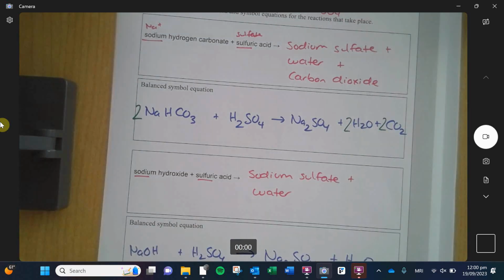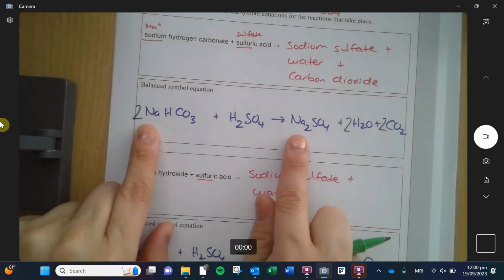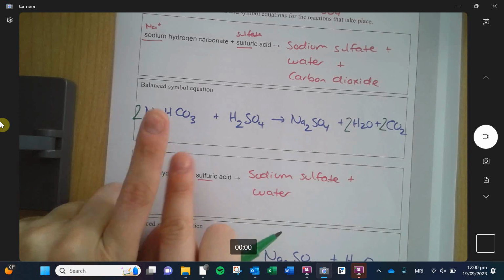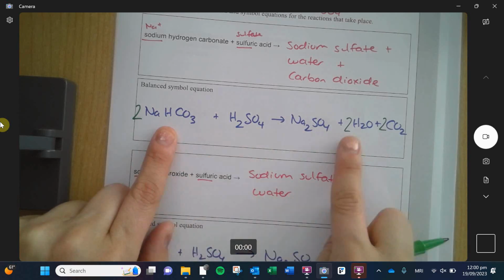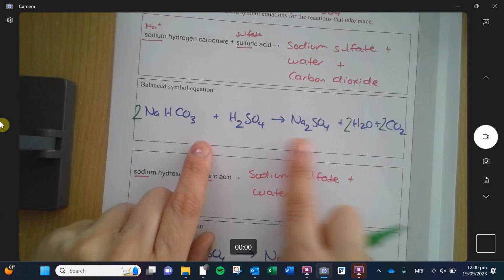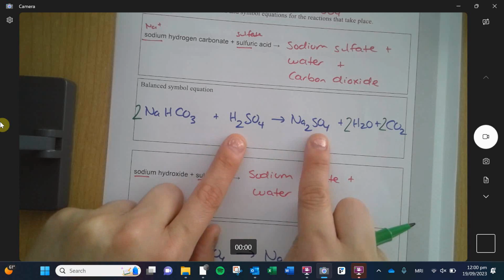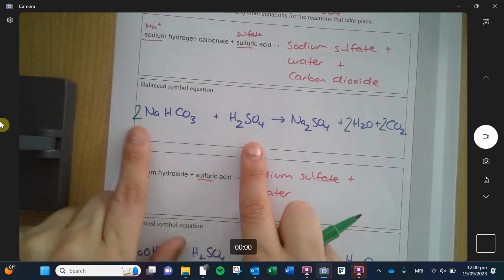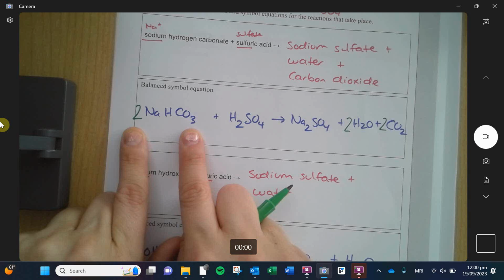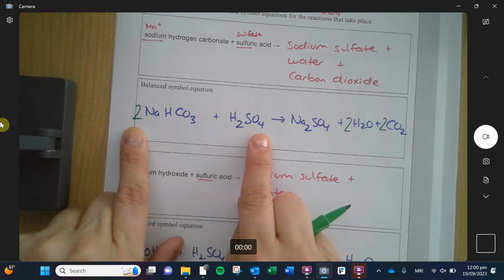Right. And now I think at this point I should double check it because I think I have everything balanced. So 2 sodiums, 2 sodiums. I have 4 hydrogens on this side. I have 1 sulfur, 1 sulfur. I have, what is that, 6 oxygens plus another 4, that's 10 oxygens. Did I do my math right?